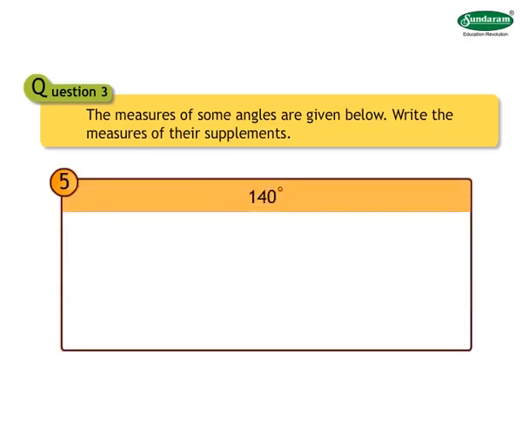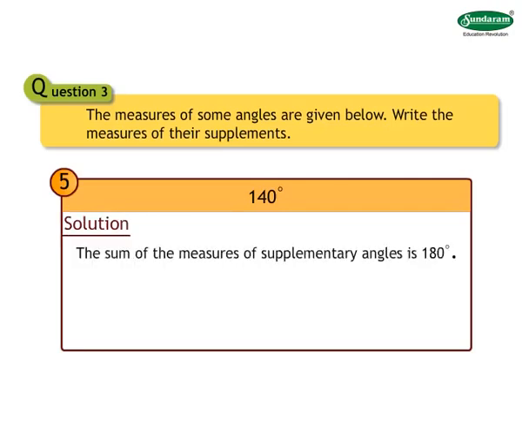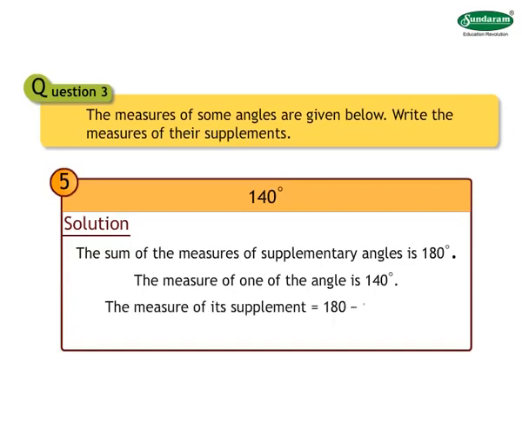Number 5. 140 degrees. Solution. The sum of the measures of supplementary angles is 180 degrees. The measure of one of the angles is 140 degrees. The measure of its supplement is equal to 180 minus 140, which is equal to 40 degrees. Thus, the measure of its supplementary angle is 40 degrees.